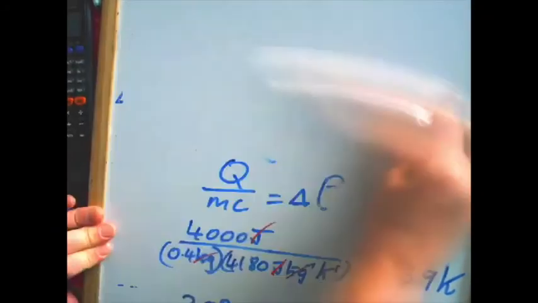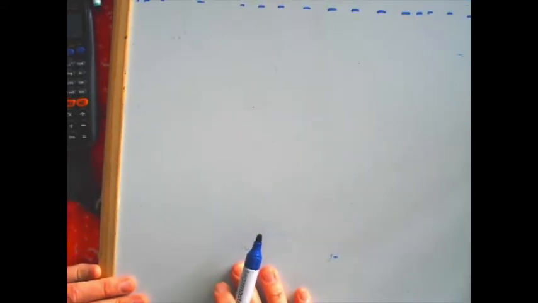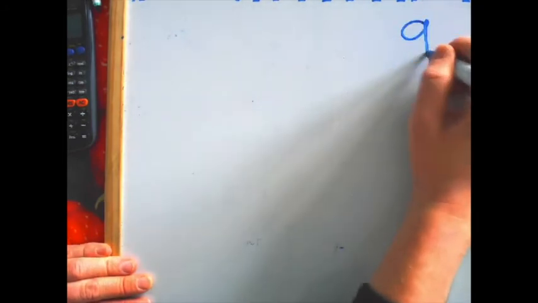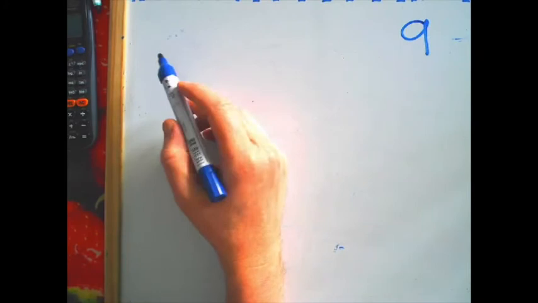Okay, let's look at question 9. So I'll get rid of all this. Yeah, that dotted line was just to show what was in camera and what wasn't. So let's go on to number 9.